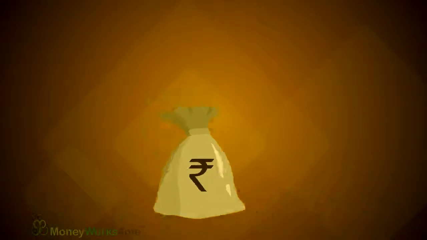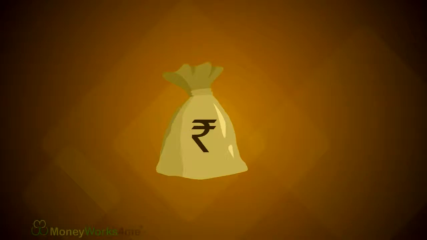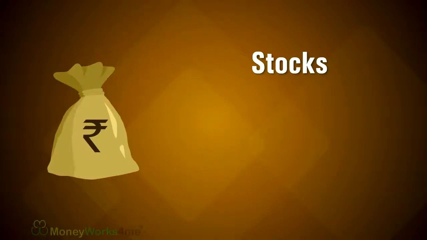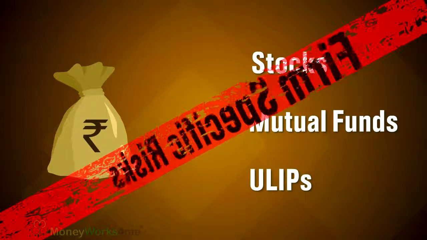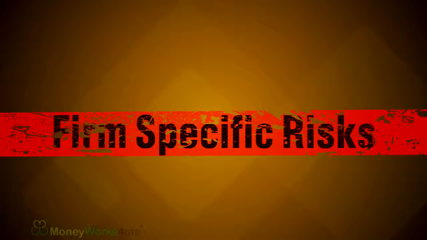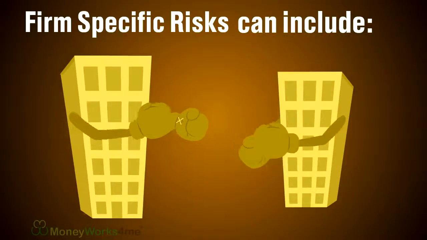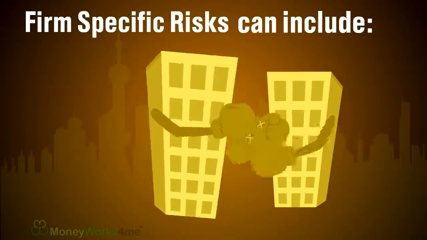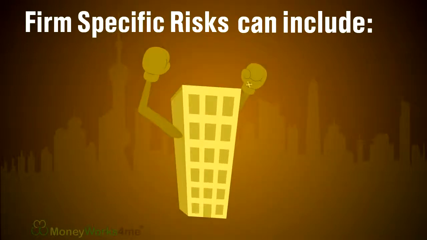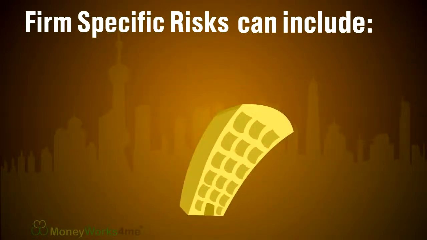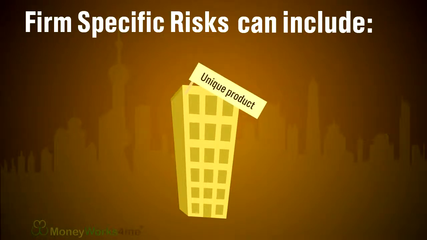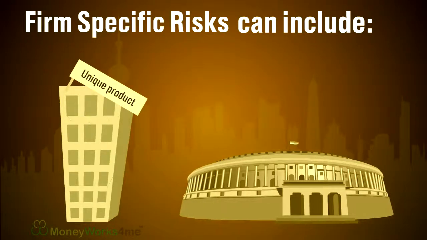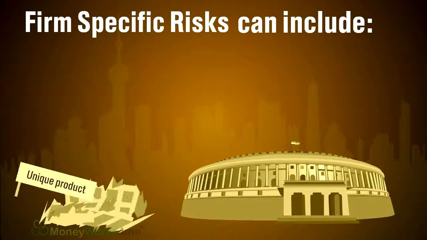Firm-specific risks. When we invest in stocks through direct investment in stocks or through mutual funds and ULIPs, we can get exposed to what are called firm-specific risks. This can include competition, performing better than expected, projects not working out, a new product launched which is not accepted well by the market, the entire sector being affected due to government regulation.